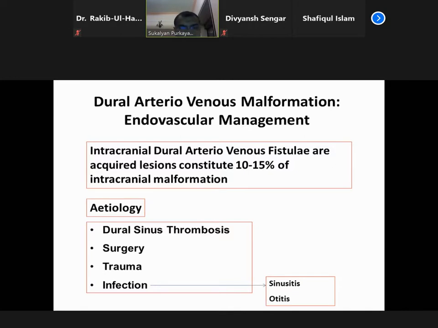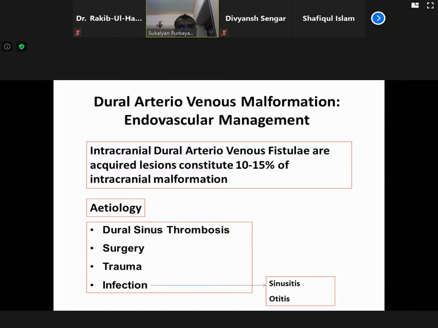So these are some of the malformations or some of the variations which predispose to a sinus thrombosis when the person is influenced by maybe some sort of dehydration or prothrombotic status.